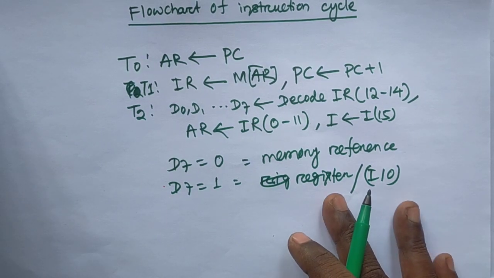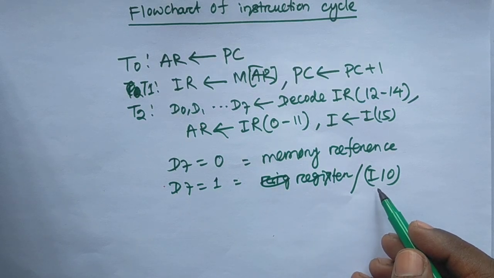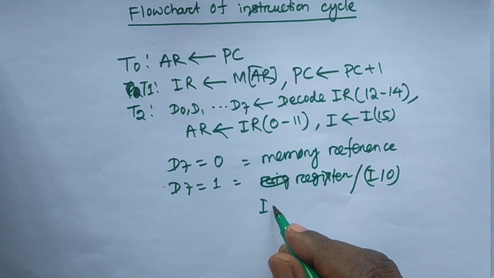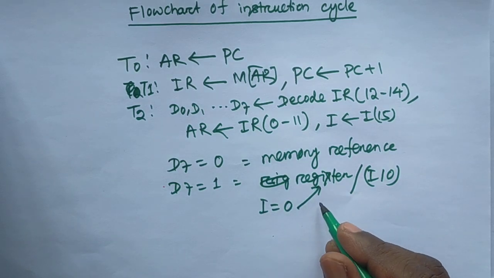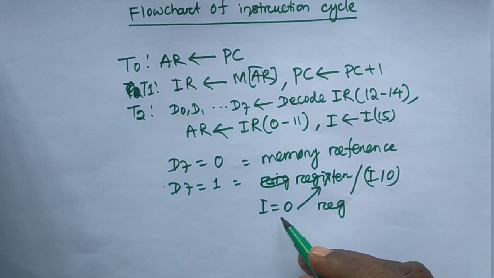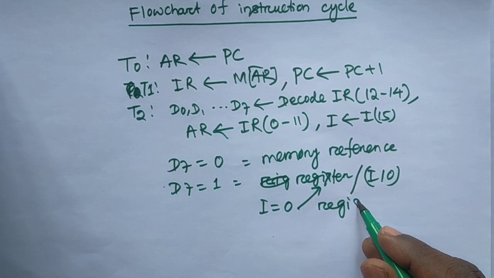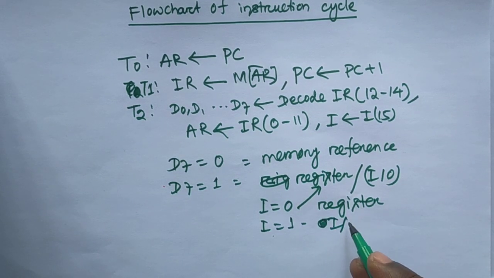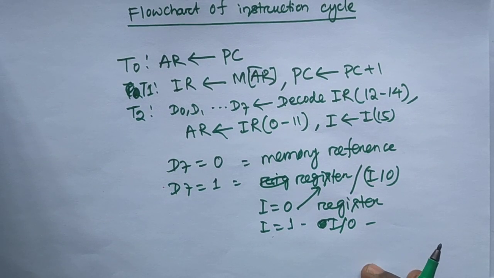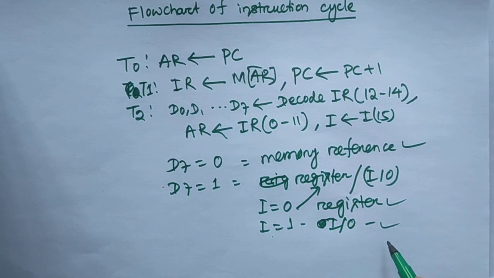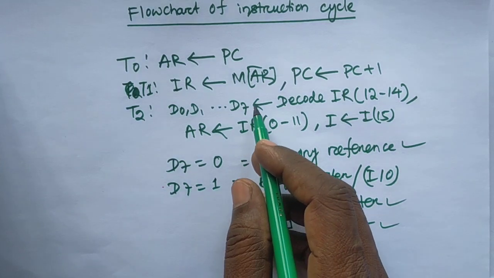Whenever I go through this, how do I know whether it is a register or input output reference? Again it depends on the mode. If D7 is 1, it depends on the mode I. If I is equal to 0, then it goes through the register reference. If I is equal to 1, then it goes to the input output reference. So in this way we can define either a memory reference, a register reference, or an input output reference. It absolutely depends on this D7, which is the decoding part.